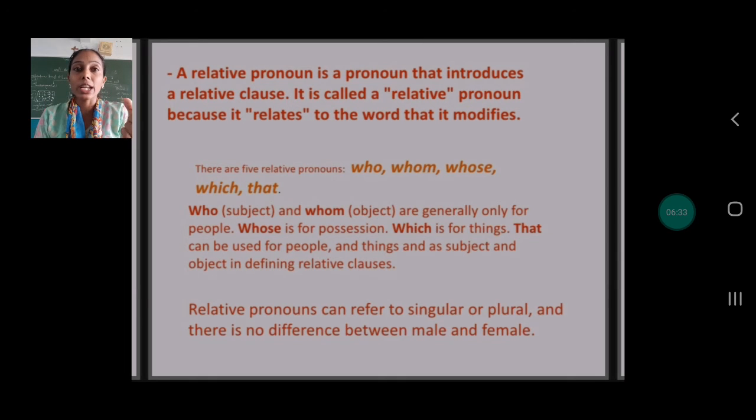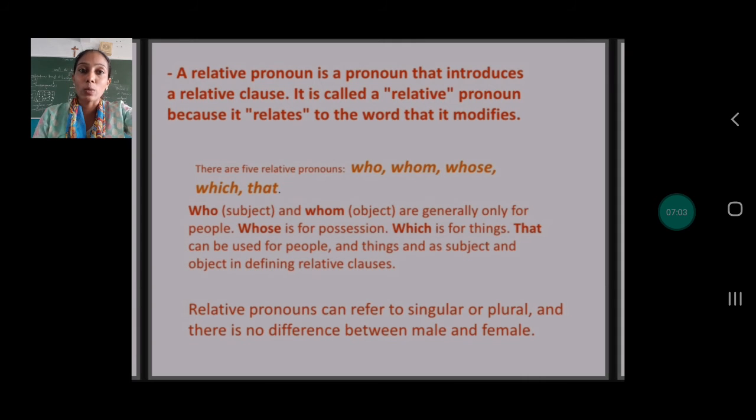जो word के लिए describe करते हैं, उसको relate करते हैं. And because of that, it's known as relative pronoun. So you have to keep in mind there are 5 relative pronouns: who, whom, whose, which, and that. Okay. So repeat after me. So there are 5 relative pronouns: who, whom, whose, which, and that. These are the 5 relative pronouns.